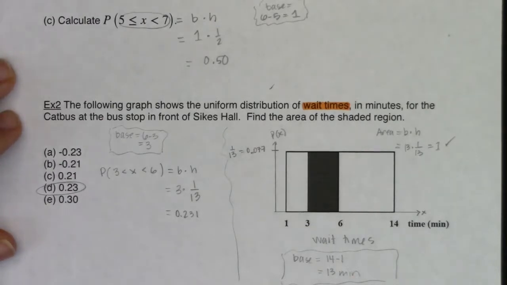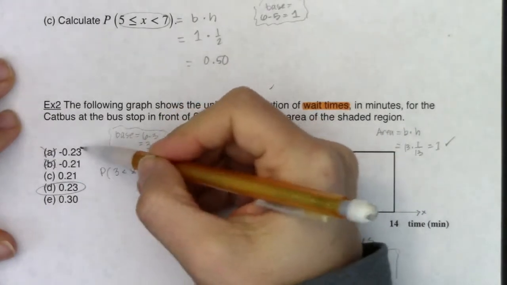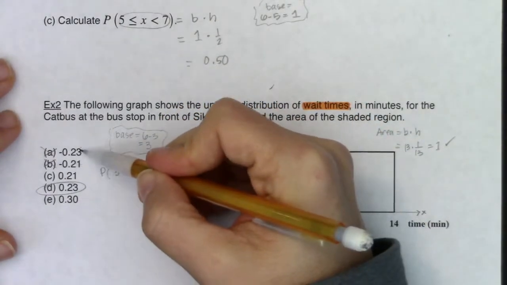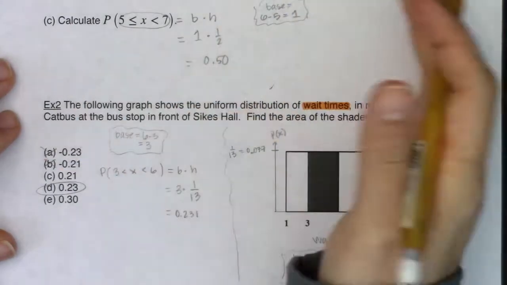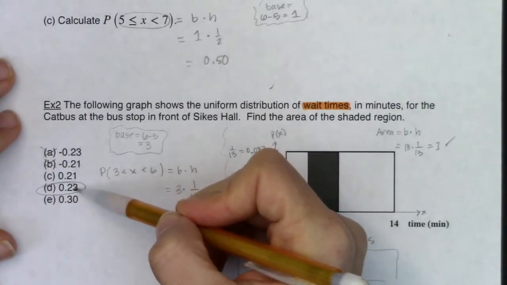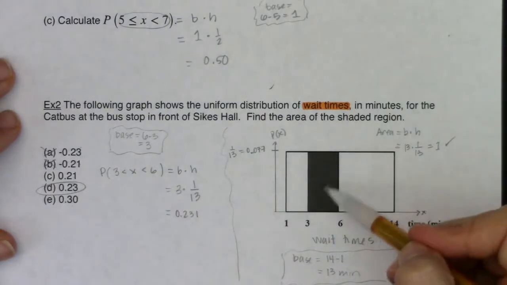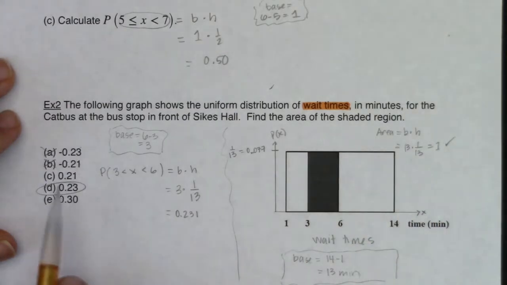And just as an extra little tidbit, A and B cannot be the answers, right? Any probability you ever give me has to be a number between 0 and 1. Because these are negative, I could rule out A and B before I even got going and just limit it. I knew it was either 21%, 23%, or 30%. And looking at this, I could see all of those answers if I was eyeballing it. Maybe this looks like 20%. Maybe 30% is a little too high, but I could at least rule out A and B.